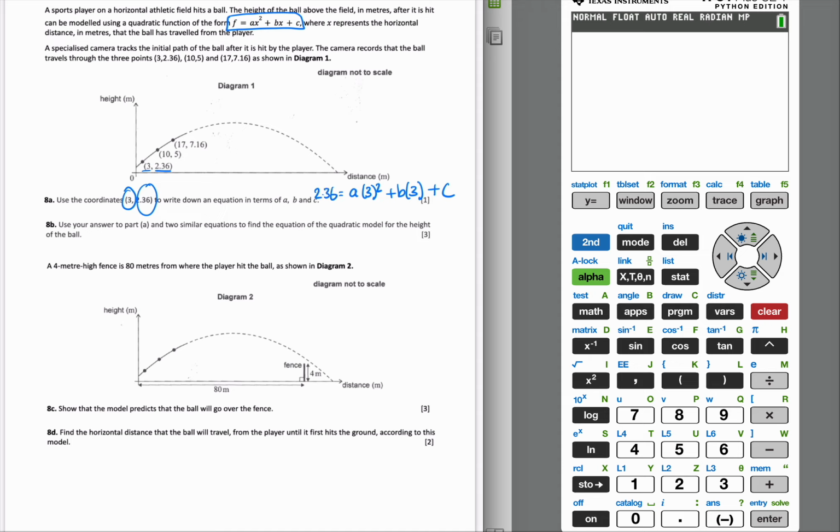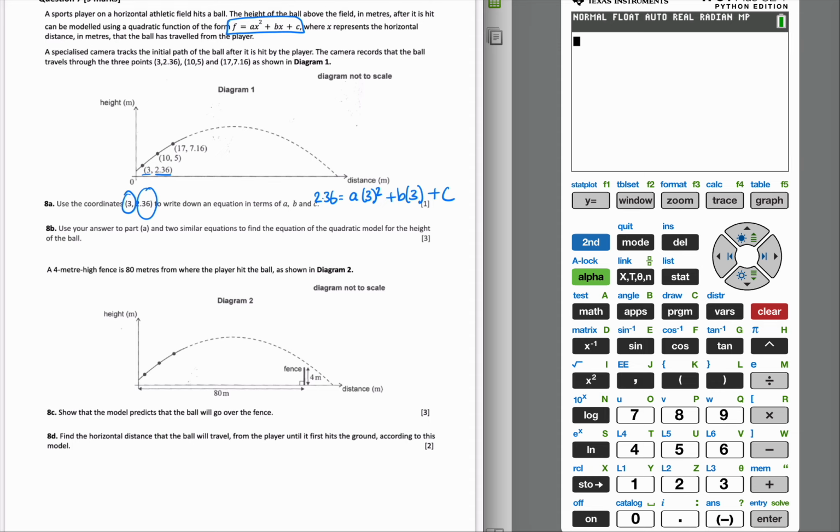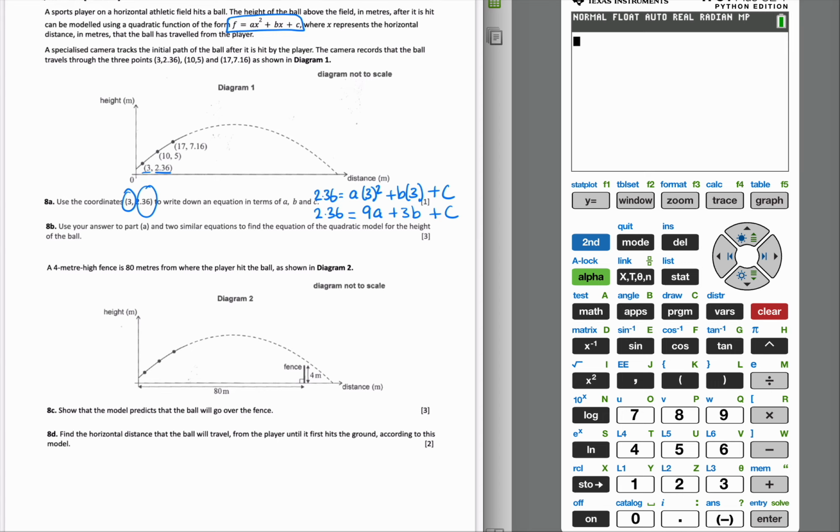So now I have an equation written in terms of a, b, and c. You would actually get the mark for leaving it like that, or you can tidy it up and make it a little bit nicer, in which case you would then write that as 2.36 is equal to 9a plus 3b plus c. So it's just tidying it up a little bit. And then part B says use your answer to part A and 2 similar equations. Because it says this, you do have to use 2 similar equations in order to get the full 3 marks.